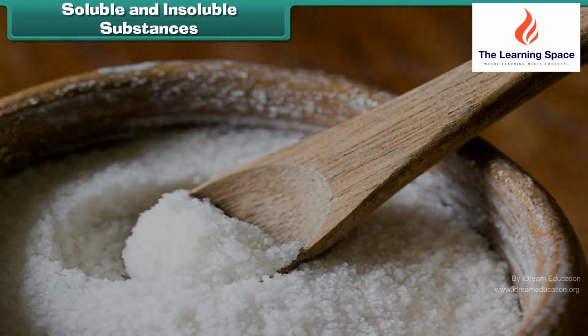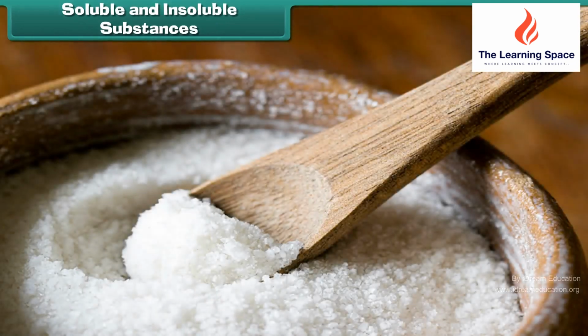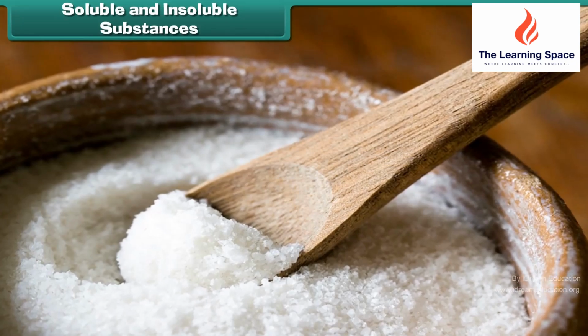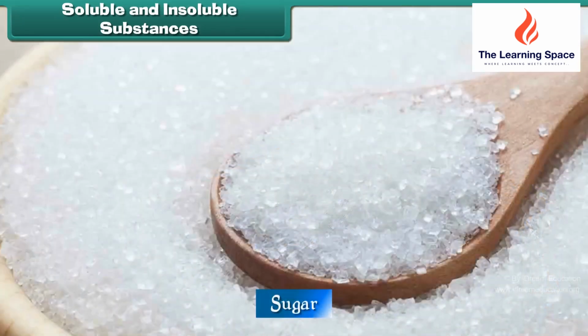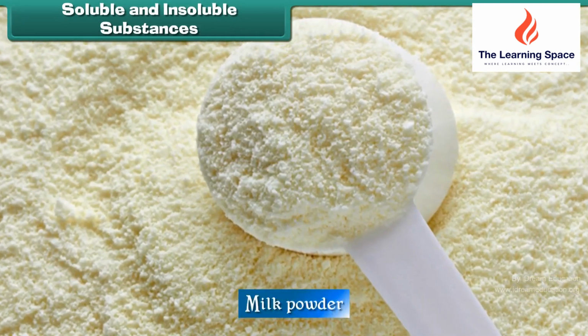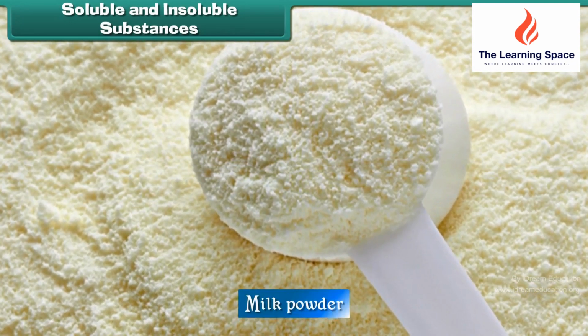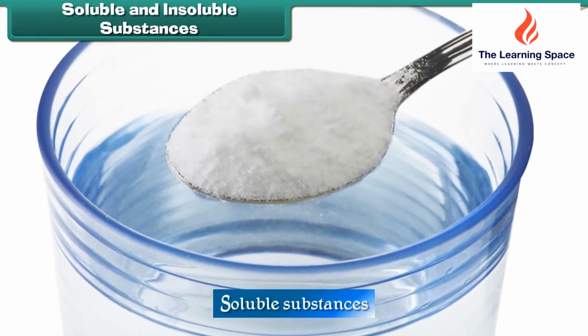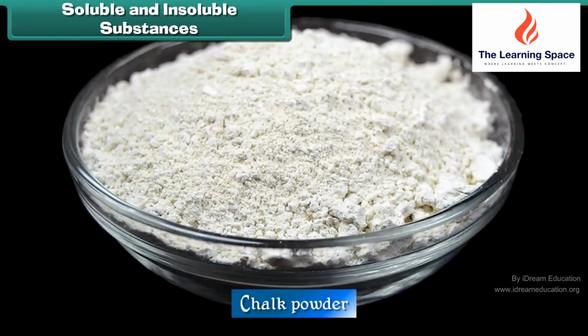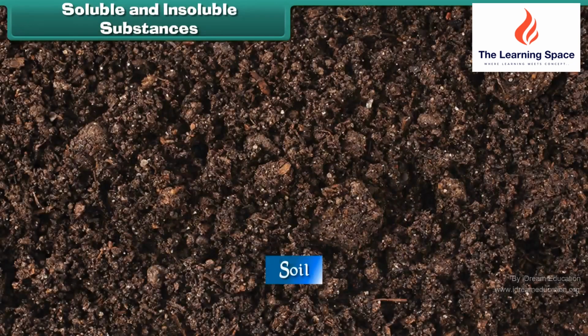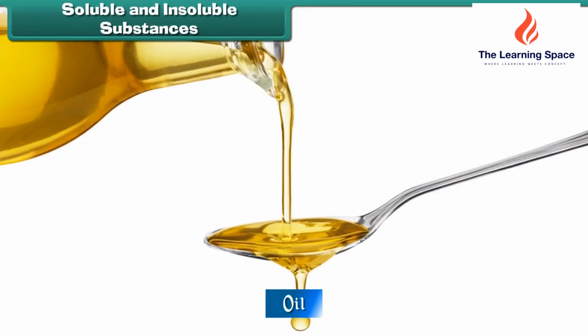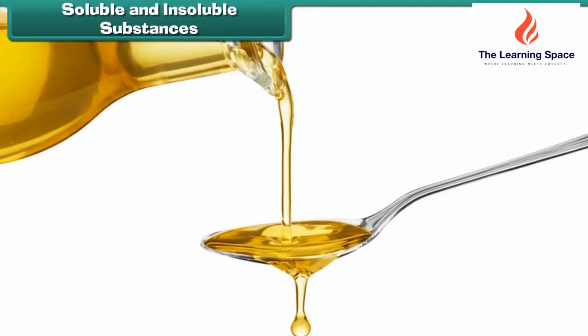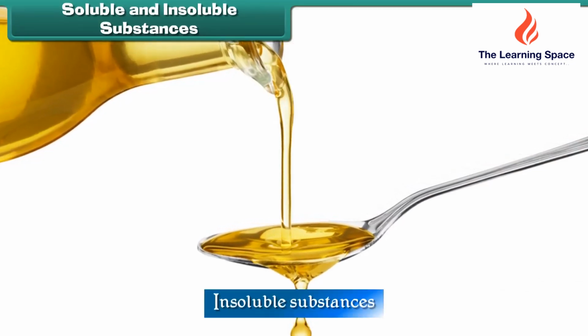Soluble and insoluble substances. When you add substances like salt, sugar, or milk powder in water, it completely dissolves in water. These are known as soluble substances. Other substances like chalk powder, soil, or oil do not dissolve in water and are known as insoluble substances.